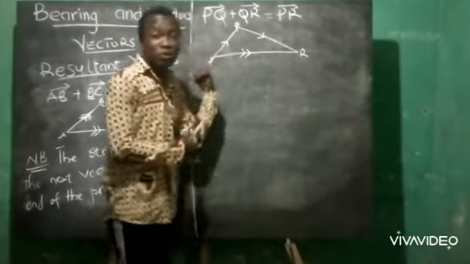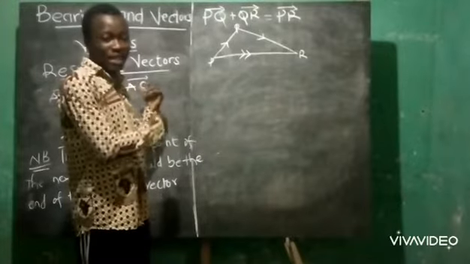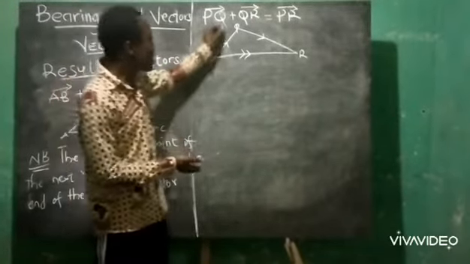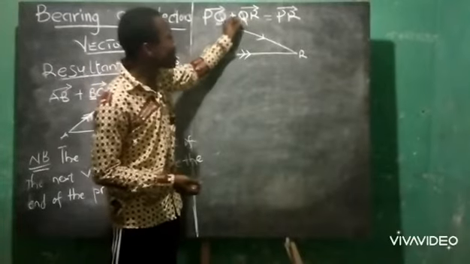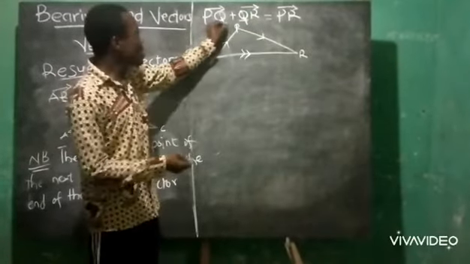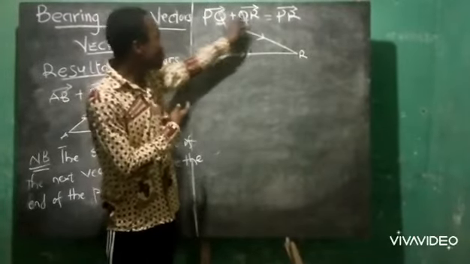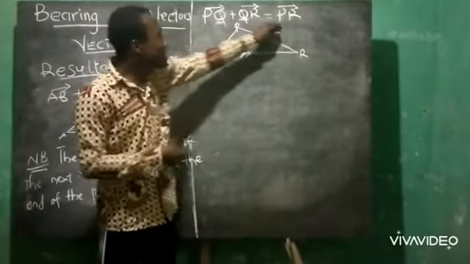When we go to this one, we don't only represent it with A, B, and C. When we have PQ, PQ ends this one. So the next vector should start with Q. So Q ends here, the next vector should start with Q. Then we have QR. Then the resultant vector is going to be PR.